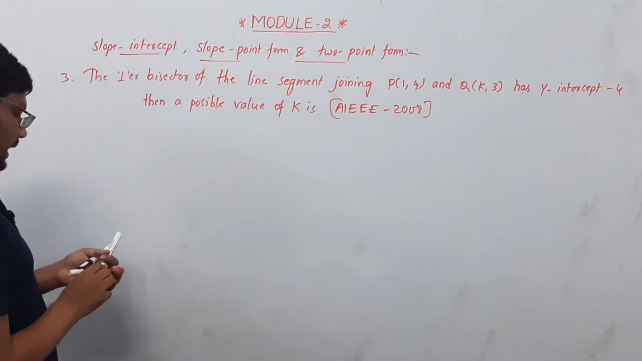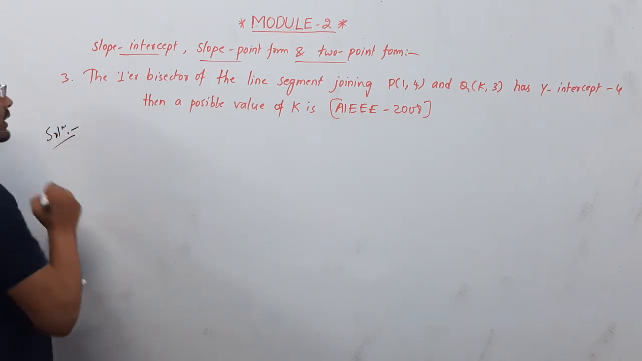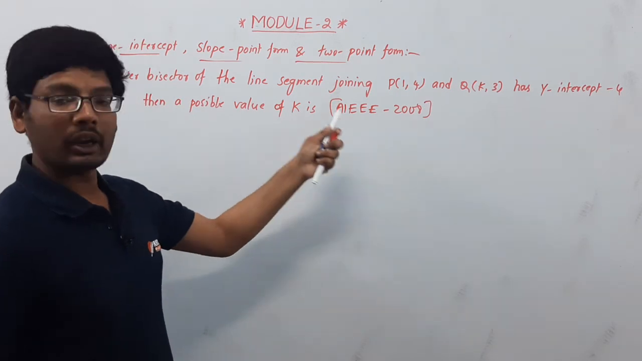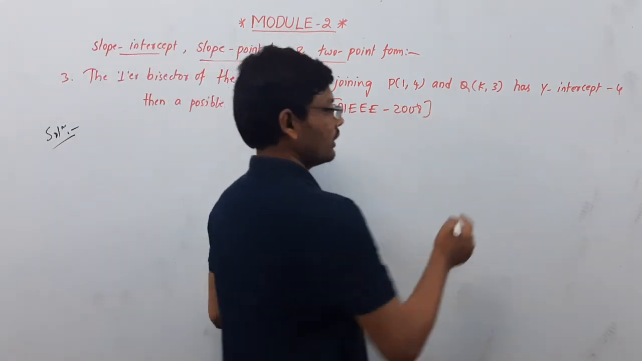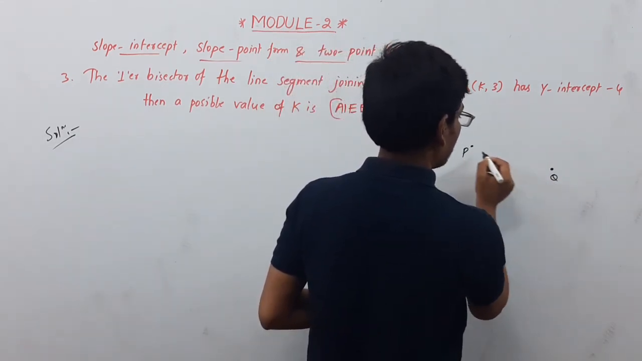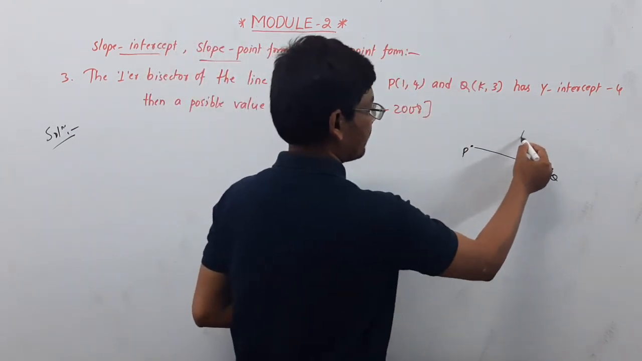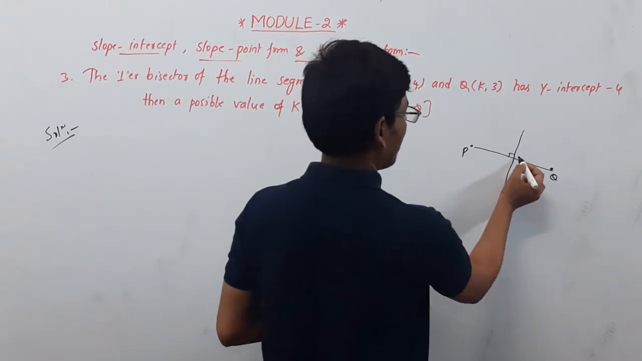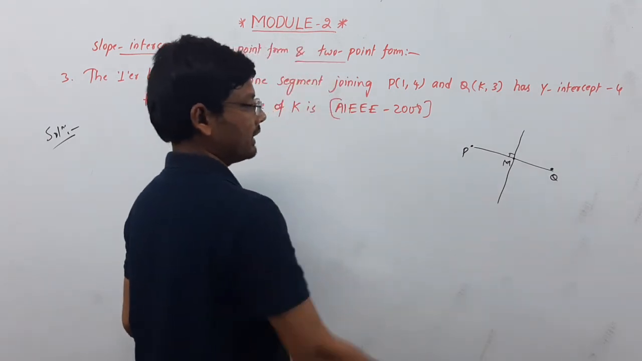So first understand the question here and the solution for this one. The perpendicular bisector of the line segment from the point P and Q, this is a straight line, and the perpendicular bisector for this one, this is the perpendicular bisector having 90 degrees at this point. This is the midpoint, this is the midpoint M here. So perpendicular bisector.